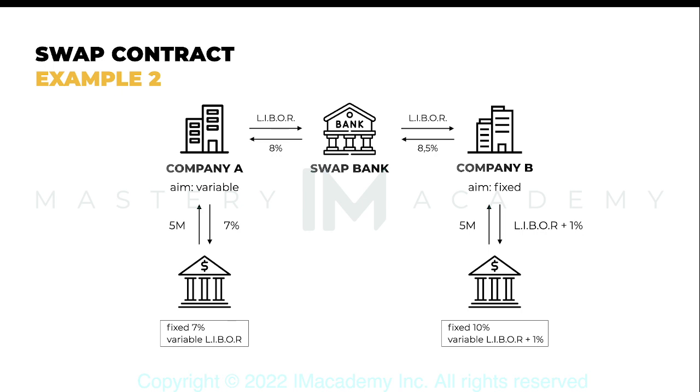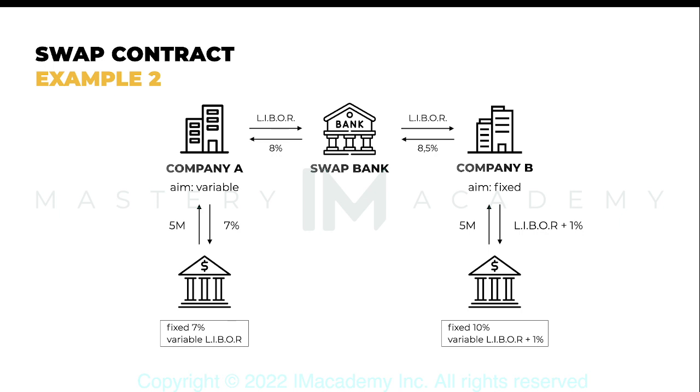But what about the clients? Company A and company B, are they happy with the swap? Well, company B, let's have a look at details. Company B wanted to pay the lowest possible fixed rate, and the bank offered 10%, as low as bank B was ever going to go. So if company B went to a bank, it would not get a better deal than 10%. With the swap, look what's happened.